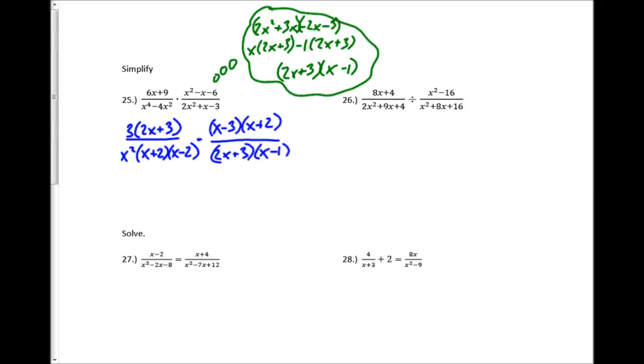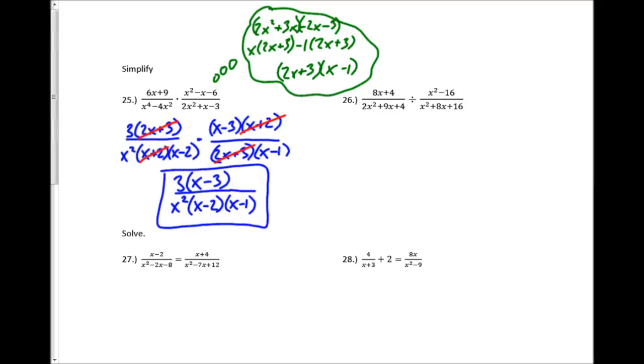And now I just start canceling out any common factors. I see the 2x plus 3's are common. I see the x plus 2's are common. And it looks like that's about it. So this leaves me with a 3 times x minus 3 over x squared times x minus 2 times x minus 1. And that's it. I'm just going to leave it in that factored form. Okay?